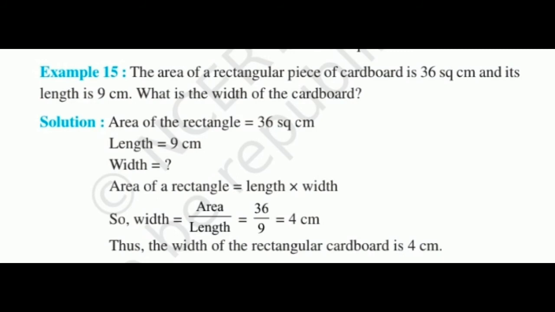So we know that area of rectangle is length into width. So width will be area by length. So 36 by 9 is equal to 4 centimeter. Thus the width of the rectangular cardboard is 4 centimeter. When we multiply 4 into 9, we will get 36. So when we verify the answer, we got that the width of 4 centimeter and the length of 9 centimeter gives area 36 square centimeter.